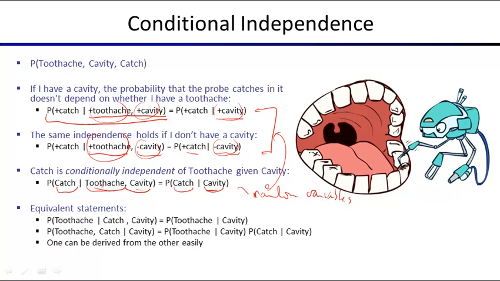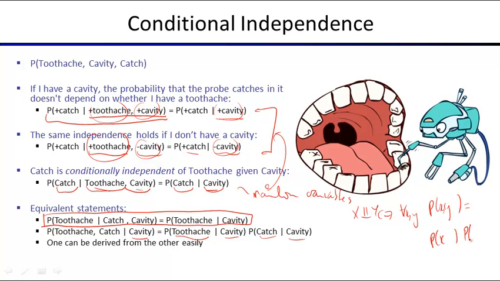Equivalent statements to the one above. So this is the one we've been working with right here. Equivalently, we could write that the probability of toothache comma catch given cavity is the same as the probability of just toothache given cavity times the probability of catch given cavity. Remember the definition of independence where we said x and y are independent if and only if for all x and y, p of x comma y equals p of x times p of y.